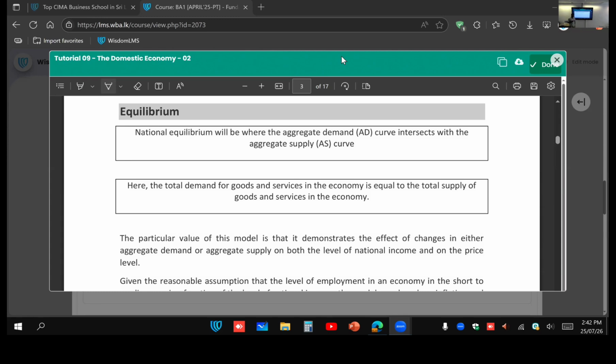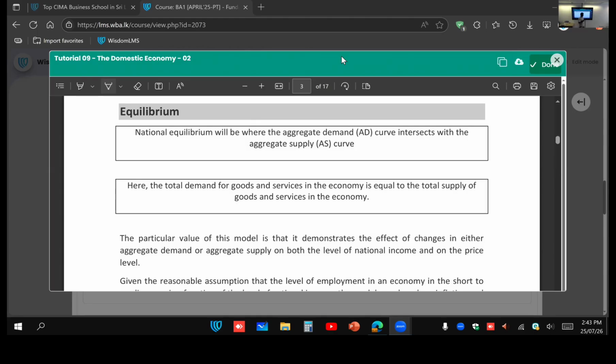Now, small confusion. For this to be in equilibrium, I said aggregate supply and aggregate demand should be equal. Then where was that planned injections and planned withdrawals should be equal? What's that? That is again equilibrium.